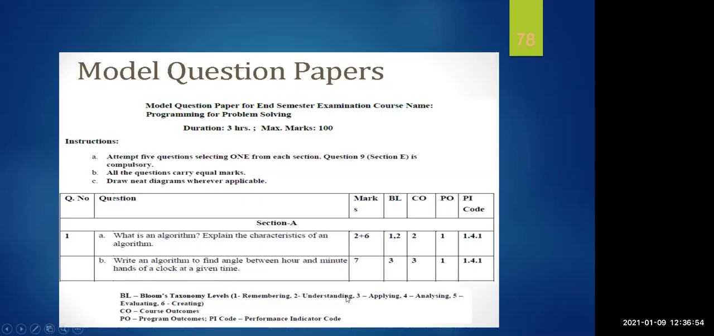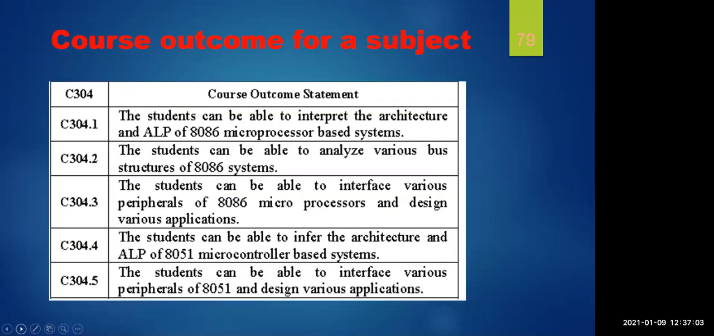And to this level only, technically, we have to do it. It's education, Bloom's taxonomy system, the language of teachers now. It has become a language of teachers. So this is the example of a course outcome.